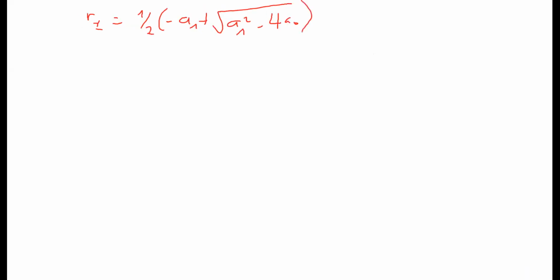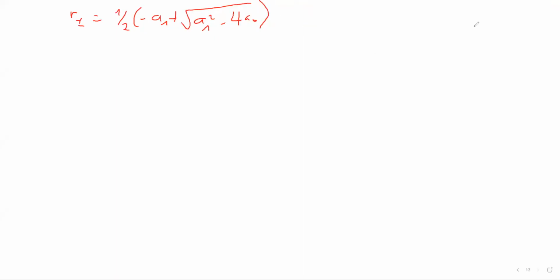So if you are given any second order linear homogeneous equation, you can immediately write out the characteristic polynomial as well. And then once you have this, you can immediately write out your solution, which is one half of minus a1 plus or minus the square root of a1 squared minus 4 a0. Once it's a quadratic equation, you know the solution of the quadratic equation.